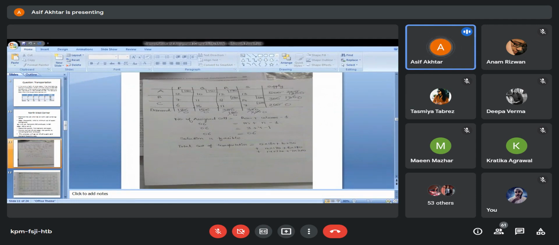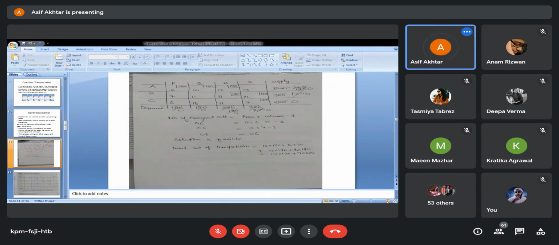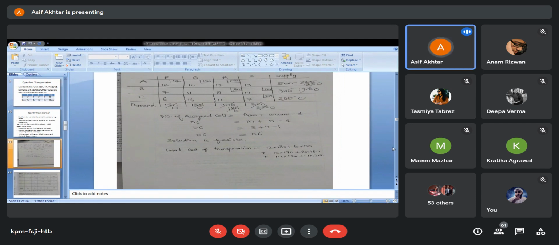As the name itself gives you an idea, we start with the cell at the northwest direction of the table. The starting cell is AP. Now, what is the rule? The rule is that we allocate a quantity to this cell AP. How do we allocate the quantity? We check the supply column and accordingly allocate against the demand.